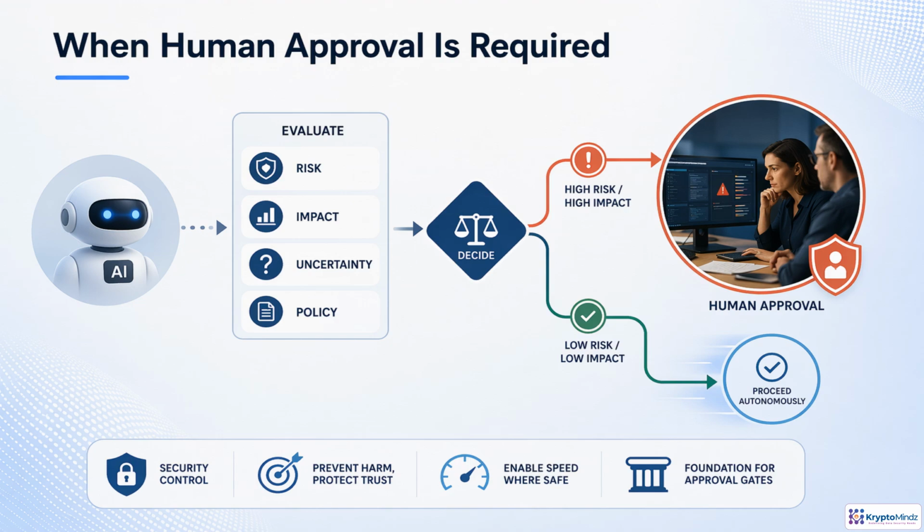Autonomous agents should not treat every action the same. Before they act, they need a risk check: impact, uncertainty, and policy. Human approval is the safety control that stops harmful decisions, while still letting low-risk work move quickly.